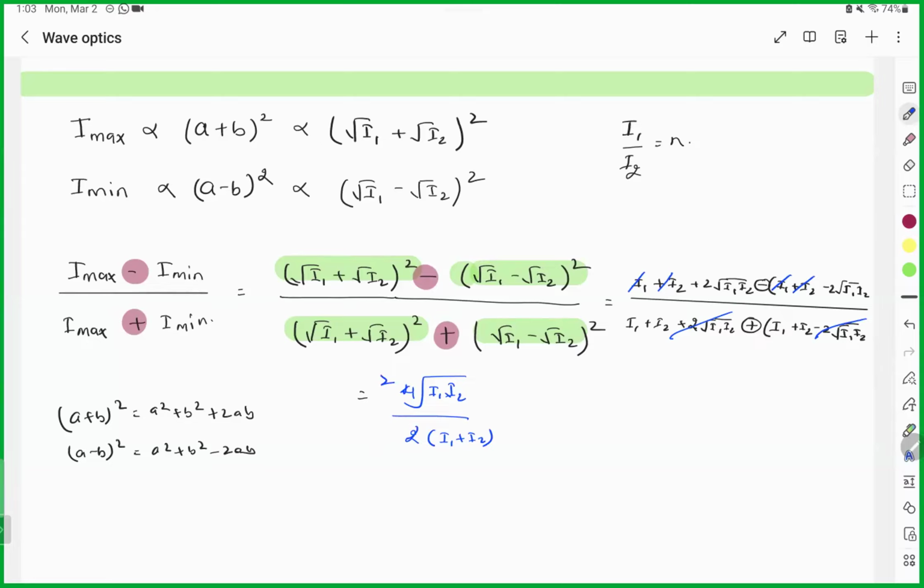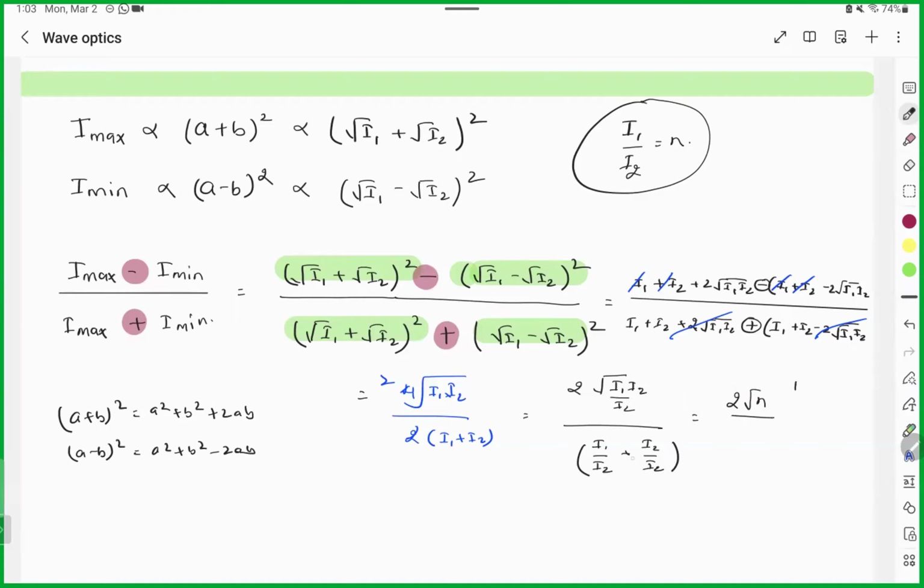To make it easy, on both sides you can divide by I2, because you have to take this ratio I1 plus I2. So if you divide this by I2, I1 I2 divided by I2, and here I1 divided by I2, and I2 divided by I2, because we are dividing everything by I2. Got it? So here I1 by I2 will be equal to under root n, and this is 1. I1 by I2 is n plus 1.